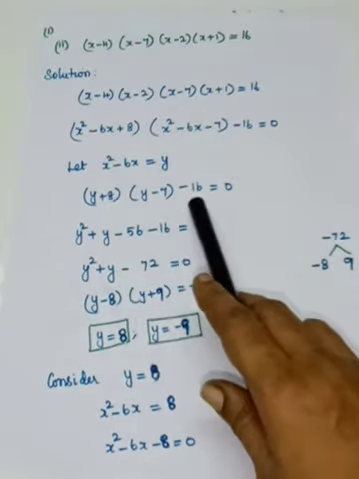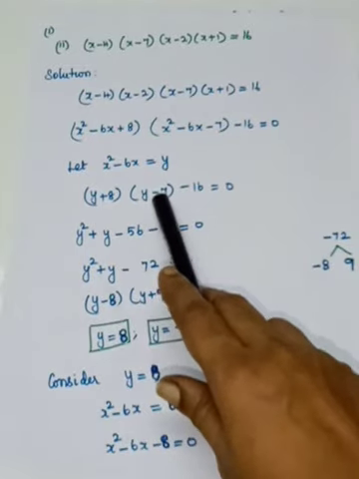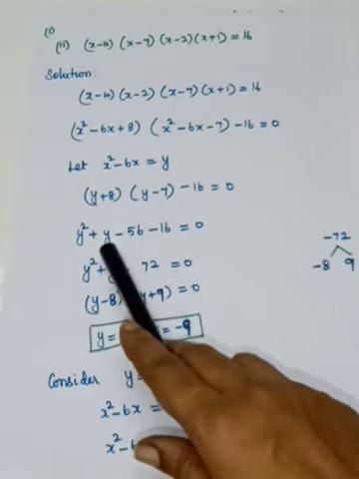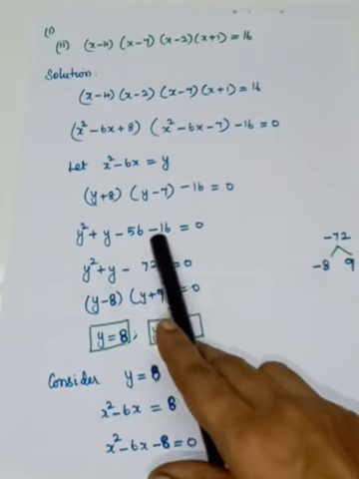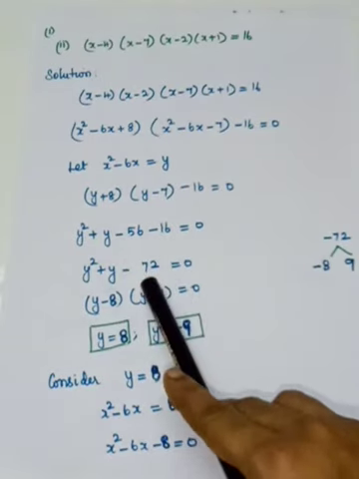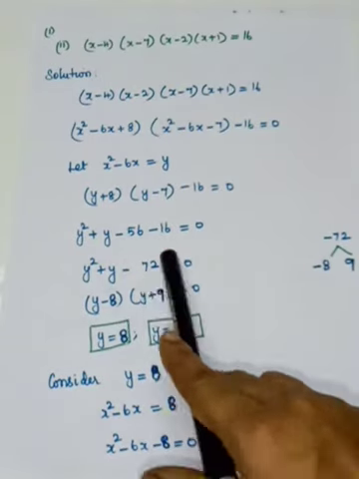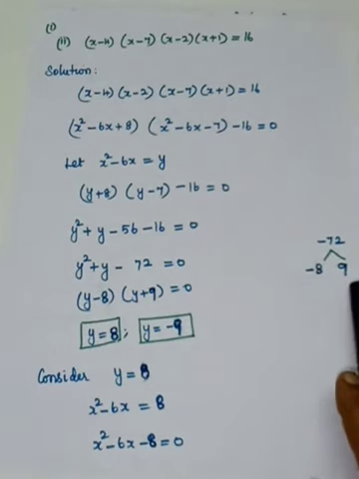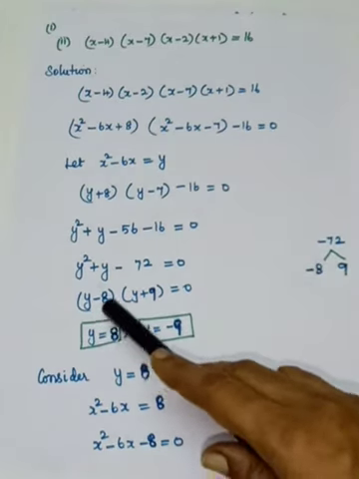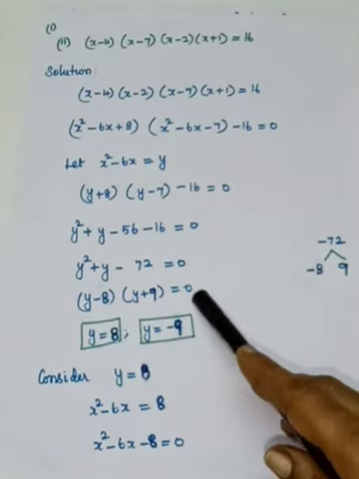So when you multiply, y into y is y squared. You see now minus 7y plus 8y is y. And 8 into minus 7 is minus 56. Minus 56 minus 16. So it is minus 72. So it is a quadratic equation in y. So the product of two terms is minus 72. So here I have taken minus 8 and 9. So it will be written y minus 8 into y plus 9 is equal to 0. y is equal to 8 and y is equal to minus 9.